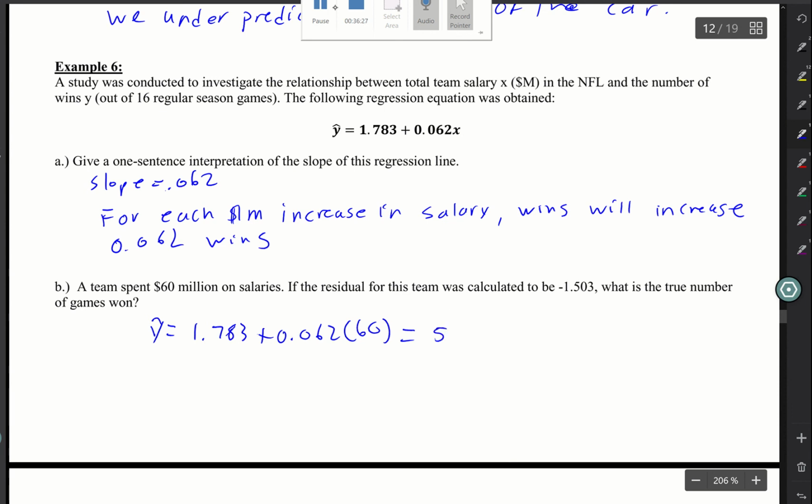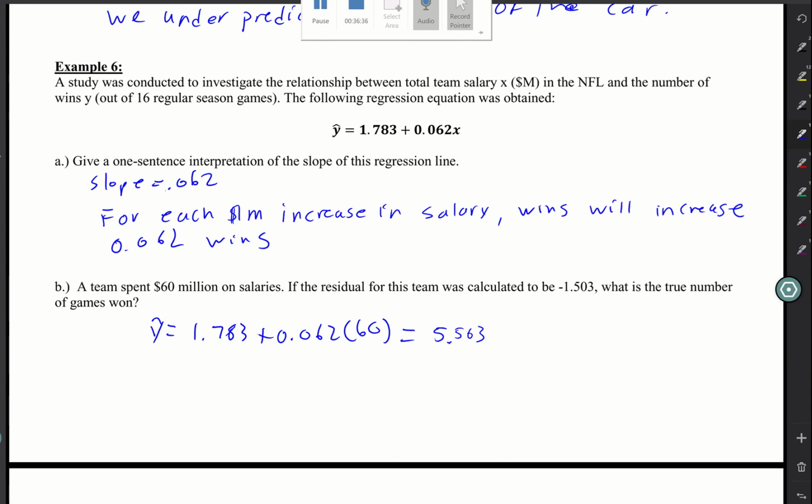Five. Is it that small? That makes sense. That's true. All right, so that's the amount of games we predict them to win. So we could round it to 6 because I guess they could have a tie. I guess there could be half of a win. But if that's what we predict to happen, and then they told me the residual, how can I figure out the amount that they actually won?